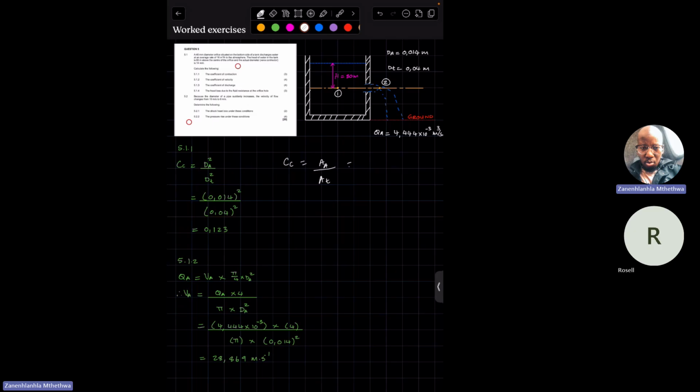This one is actually the actual area divided by the theoretical area. Now we know that this is pi over 4 times dA squared divided by pi over 4 times dt squared, and then obviously this and that cancel. That is how this comes about. So you can either use the area or you can simply use the diameters, if you have been given both the diameters, which in this case we have been. So to get your coefficient of contraction, you simply use this formula, and then in substituting, this is what we get.